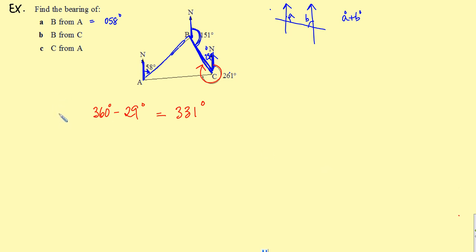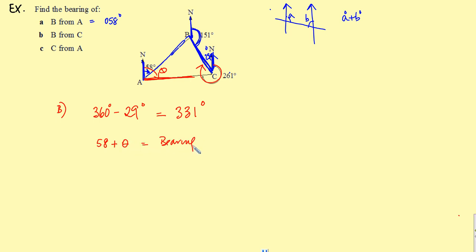Now, if we want to find the bearing of C from A, well, the bearing of C from A takes us starting at A and going towards C. Now, our C line is the red line that I have just created here. Before I can do that, though, I need to figure out what this angle internally is going to be, because that enables me to just add together 58 plus theta to give me the bearing that I am looking for.